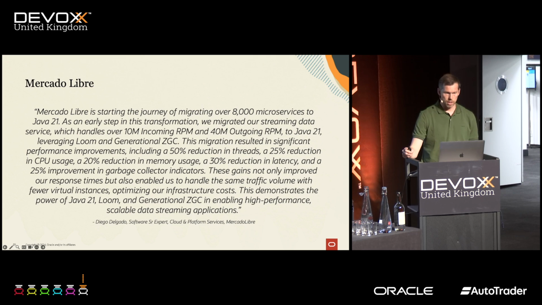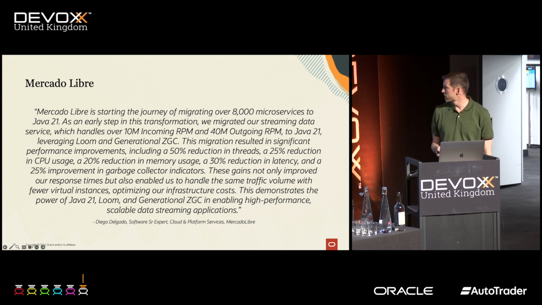This migration resulted in significant performance improvements, including a 50% reduction in threads, a 25% reduction in CPU usage, a 20% reduction in memory usage, a 30% reduction in latency, and a 25% improvement in garbage collection indicators. These gains not only improved our response times, but also enabled us to handle the same traffic volume with fewer virtual instances, optimizing our infrastructure costs. This demonstrates the power of Java 21, Loom, and generational ZGC in enabling high-performance, scalable data streaming applications."